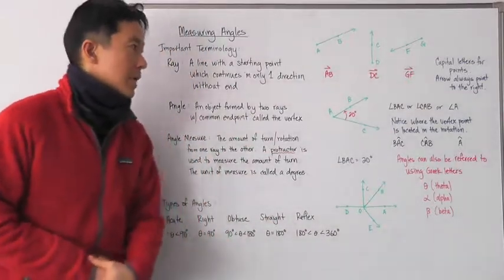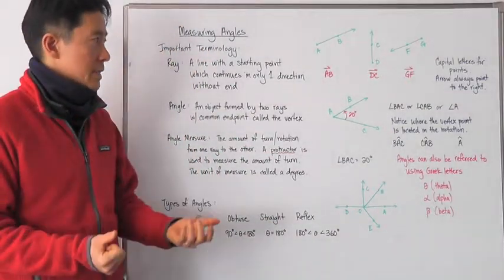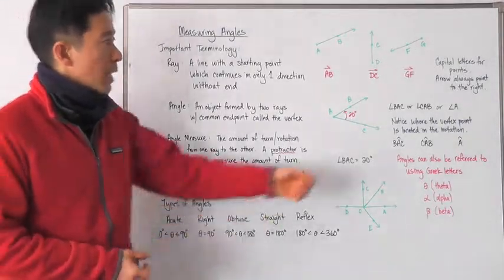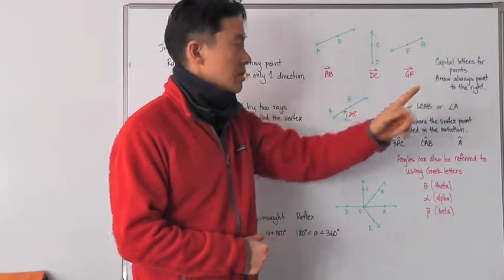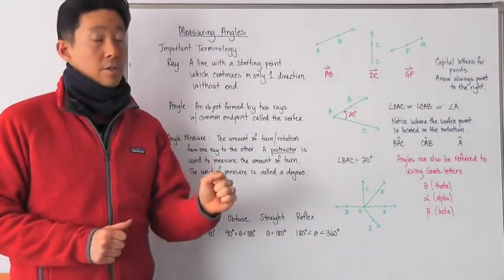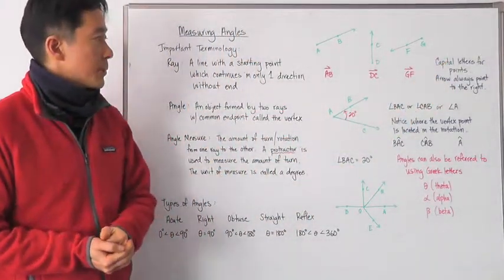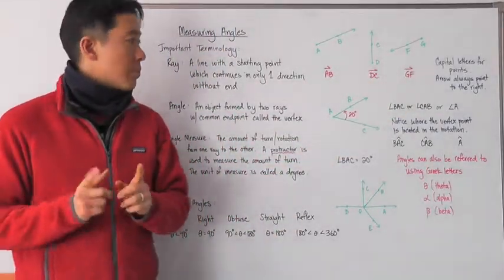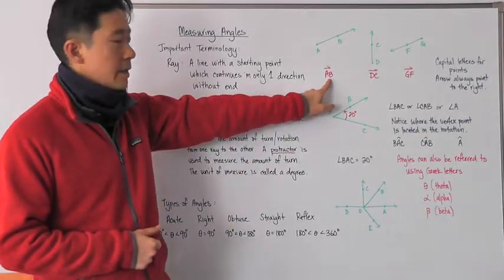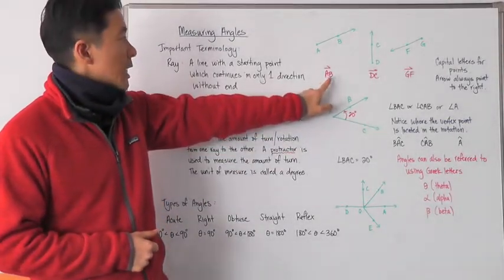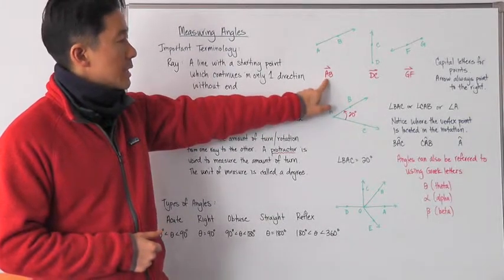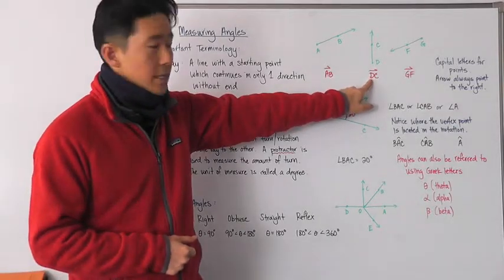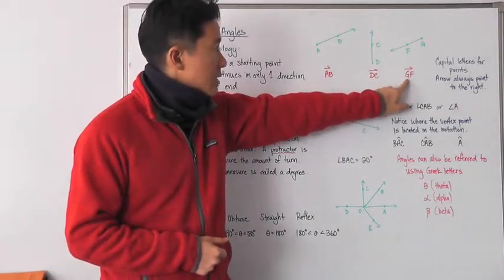Okay, so there are a couple of things that we really want to consider when we're writing notation to describe a ray. The first thing is that capital letters are used for the points, the starting point as well as the point which it goes through. Notice that all of these are capital letters. And notice that the arrow always points to the right when we write the ray notation. That's helpful because it tells us that A is the starting point, D is the starting point, and G is the starting point.